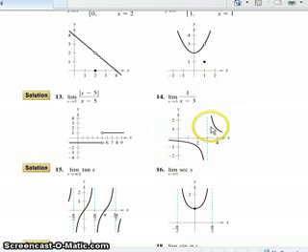Because those are different values, my limit does not exist. If they had both gone up or both gone down, then you could have said infinity or negative infinity. But they have to approach the same value.